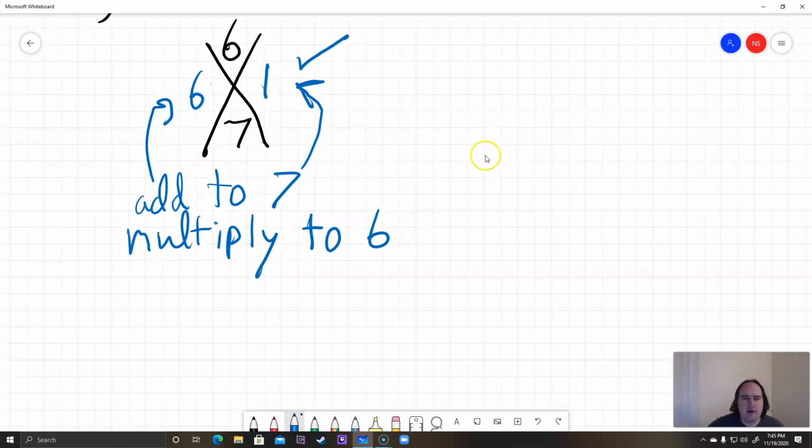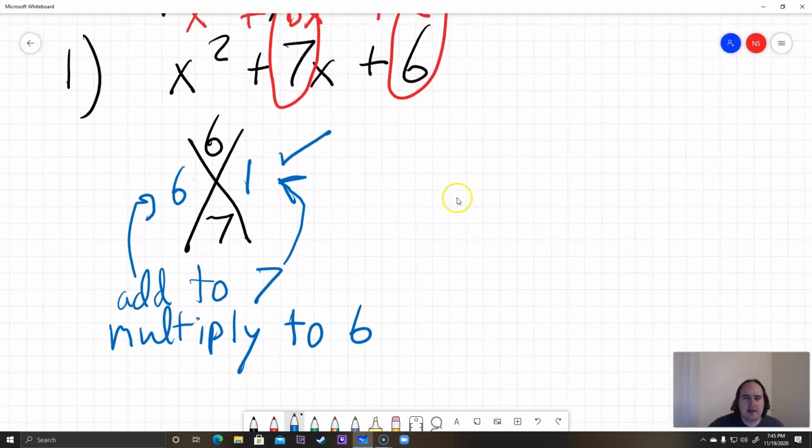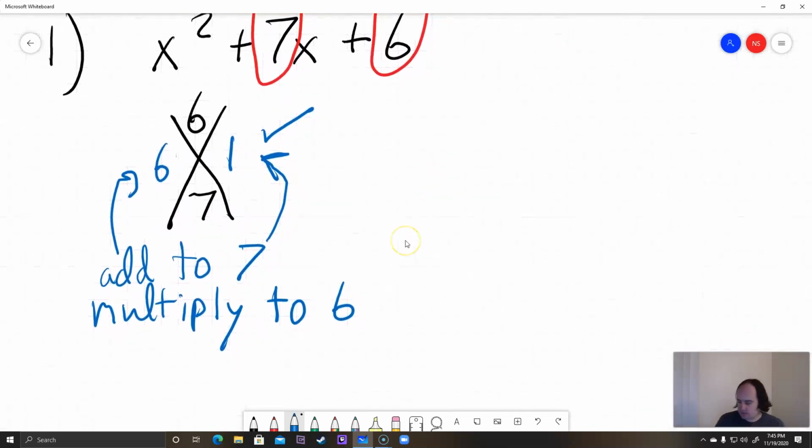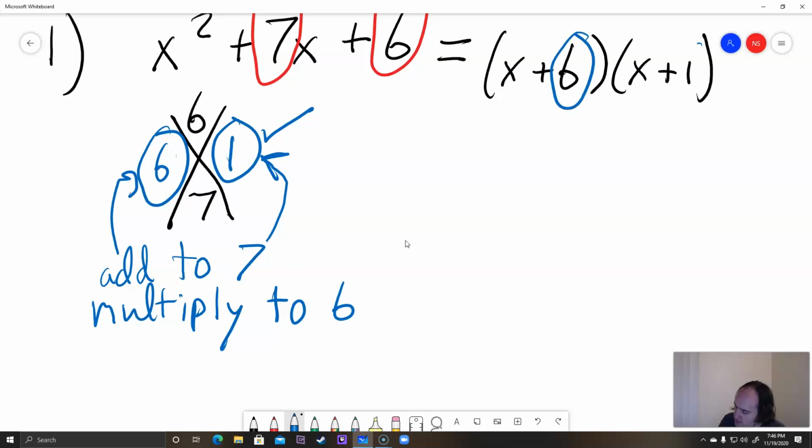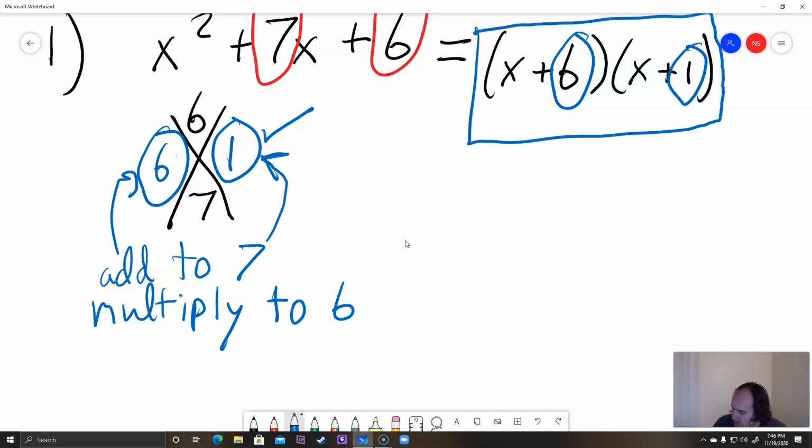These two numbers that we came up with are actually how this is going to factor. So now this whole thing factors as x plus 6 times x plus 1. The 6 and the 1 came from the sides of the x. That's actually the whole problem, so that's not so bad. Our answer is the quantity x plus 6 times the quantity x plus 1.